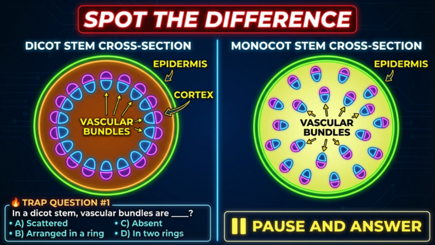The answer is B, arranged in a ring, with a ring of cambium making them open and conjoined. Monocot stems have scattered bundles with no cambium, closed and conjoined. If you mix these up, write it down right now. NEET has asked this in multiple years with exactly this kind of swap.